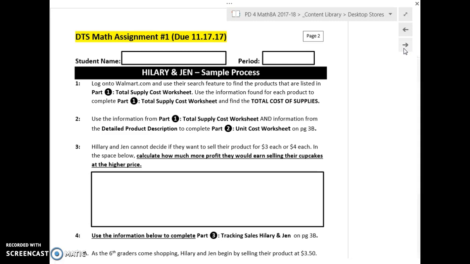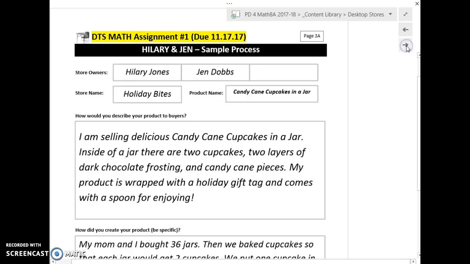All right. So the first thing that we're going to do is we're going to go to page 3A, and we're going to complete part 1 and 2. So we're pretending that we are Hillary and Jen. And I'm going to pause 1 second here and grab my information. Oh wait, no, I don't have to because it's on the next page.